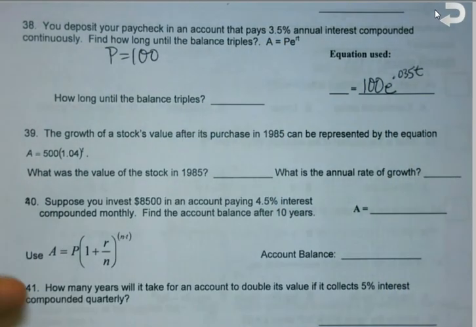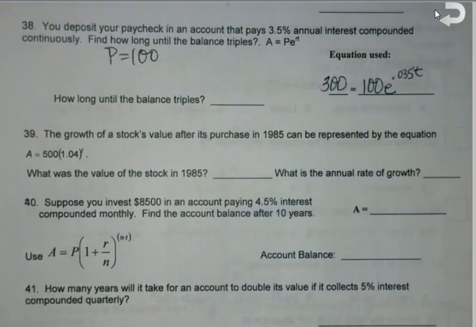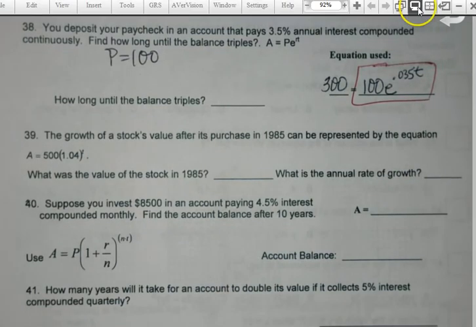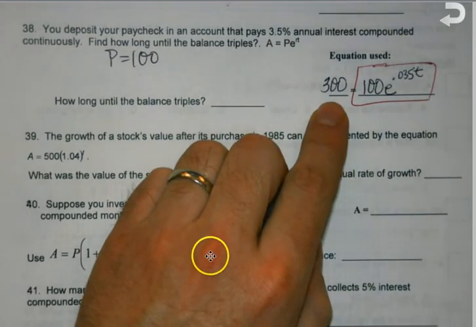I don't know how long the time is yet. But if my balance is going to triple, at the end I want it to be 300. Now I understand I can't type that into the calculator that way. This is going to be what I end up typing in. If you did $10 or $1,000, this value for you may change, but then this value is going to change with it.